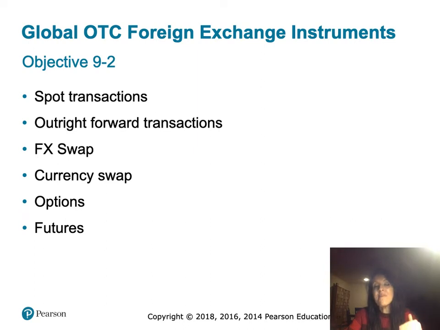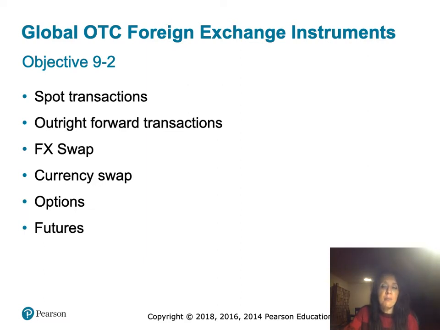In the case of an FX swap, one currency is traded for another on one day and then swapped back later, right? So one currency is traded for another on one day and then swapped back later. Most often, the first or short leg of an FX swap is a spot transaction, and the second or long leg is a forward transaction.